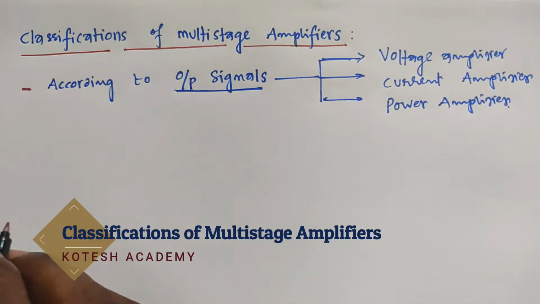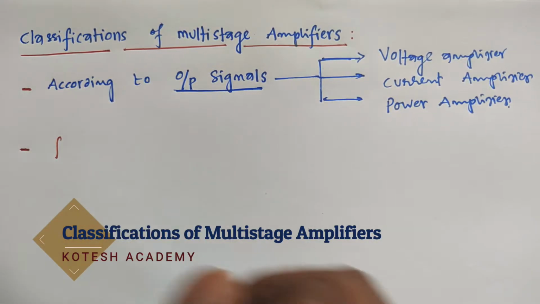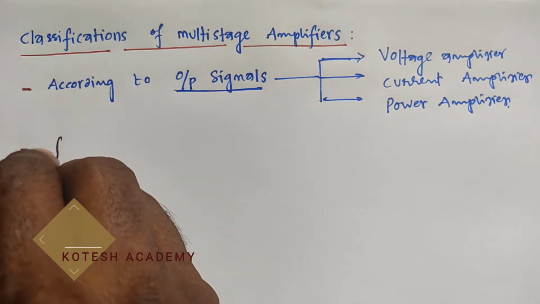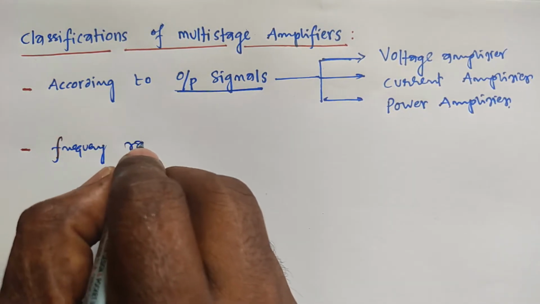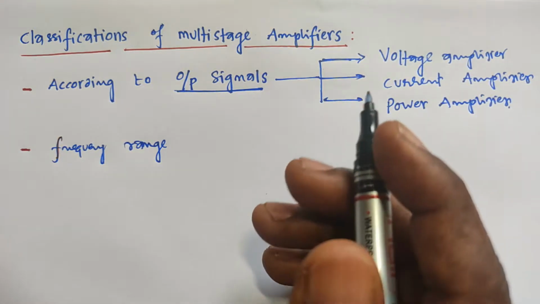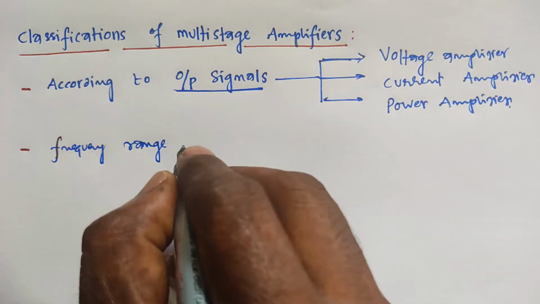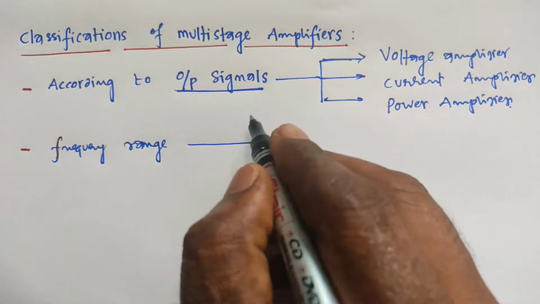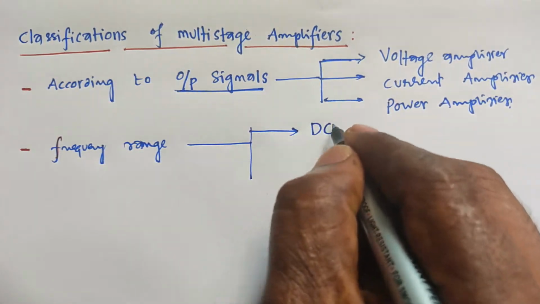And the next one is based on the frequency range of operation. In the entire communication field there are different types of frequency ranges: medium frequency, low frequency, high frequency, like that. So it can be represented here: if you have a very low value, that is nothing but the DC level.